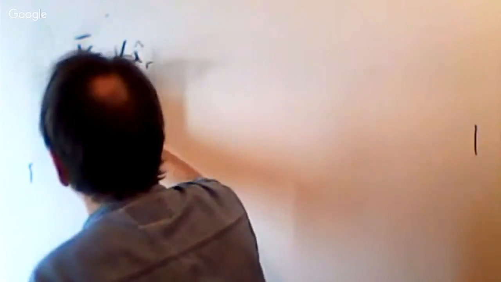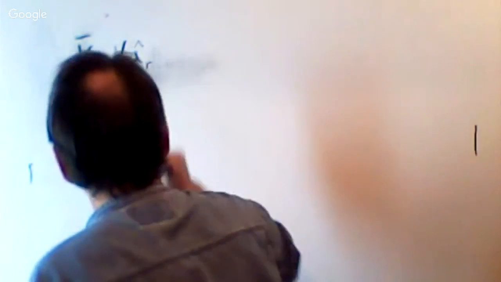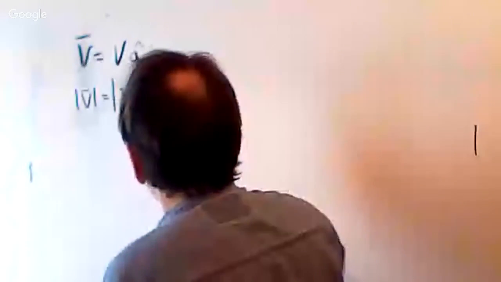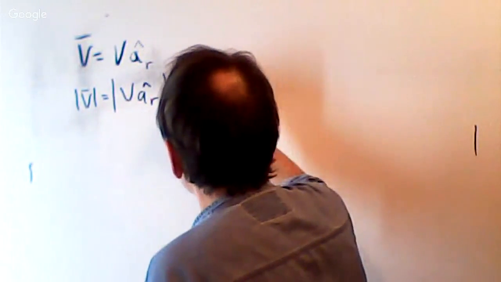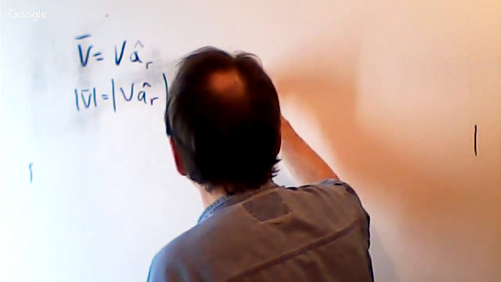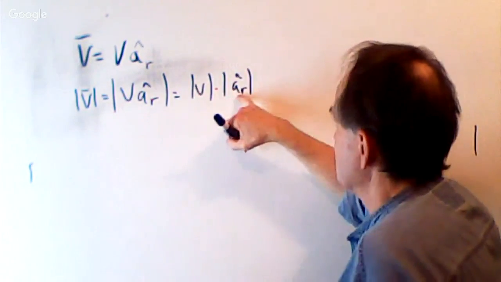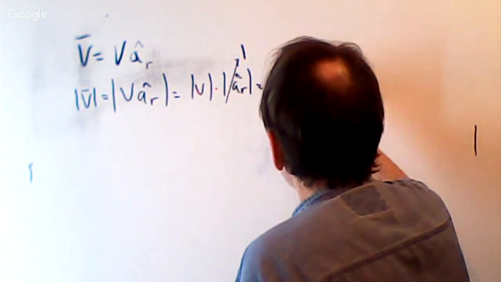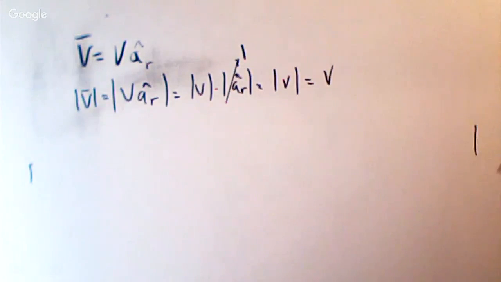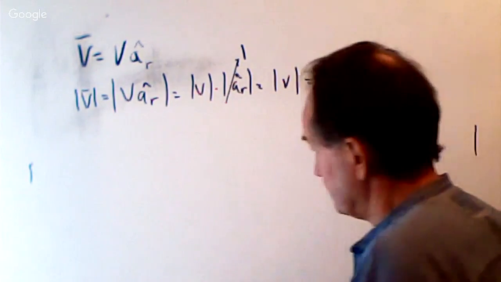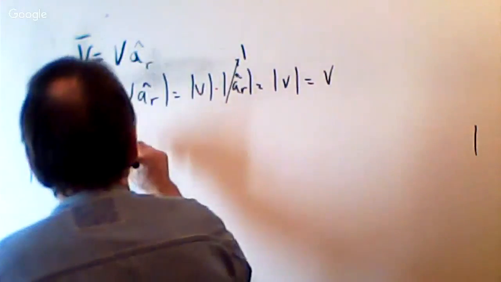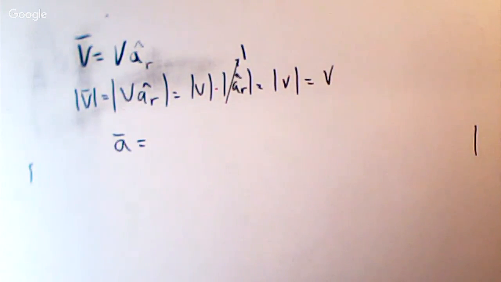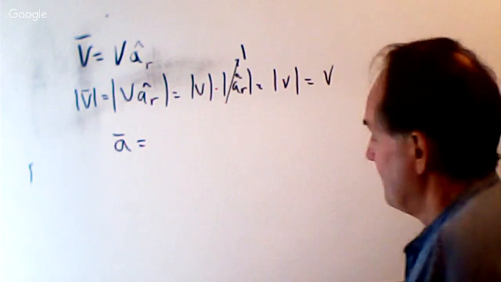The magnitude of the velocity vector is just v. Because if I look at it mathematically, we have the magnitude of v, a sub r, and this would be the magnitude of v times the magnitude of a sub r. But this is a unit vector, meaning that its magnitude is 1. So we end up with the magnitude of v, which is just v, a positive number, which is a scalar. Now, acceleration is also a vector. It also has a magnitude and a direction associated with it.